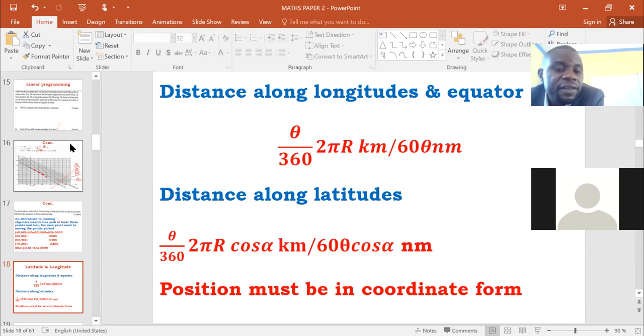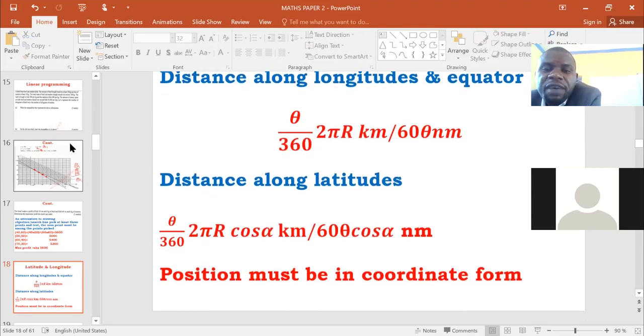The formula is again the same. We only add something: theta over 360 multiplied by 2 pi r cos alpha. That is the distance in kilometers. And in nautical miles, it is 60 theta cos alpha. The theta in both cases is the difference, either the latitude difference or the longitude difference. And then the alpha, in that particular case, is the degree of the latitude along which you are finding the distance. And then in this particular topic, again, if you are given a question that is testing, give the position of a particular point, a point B or a point A.